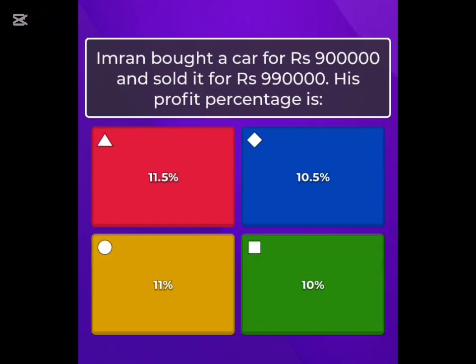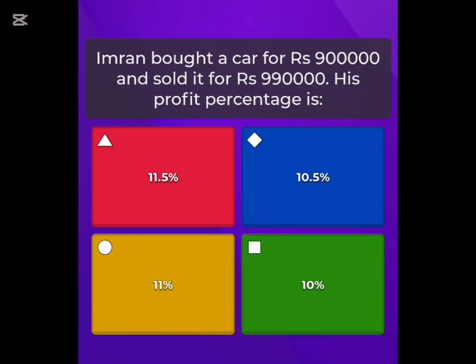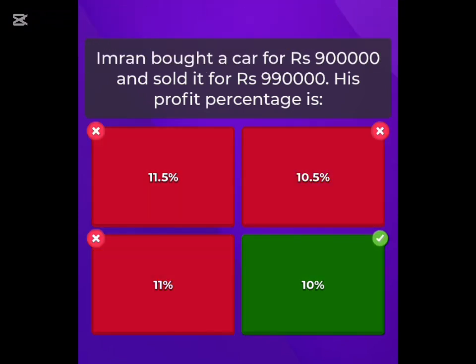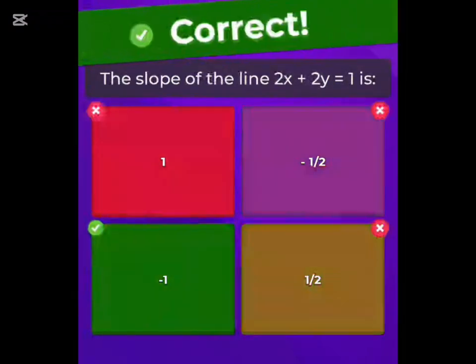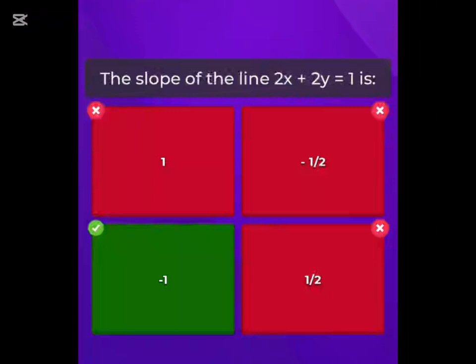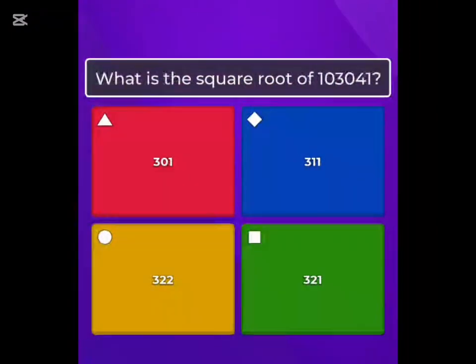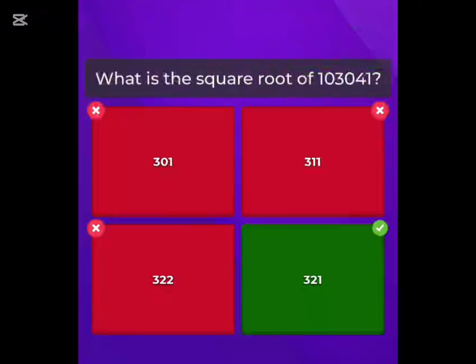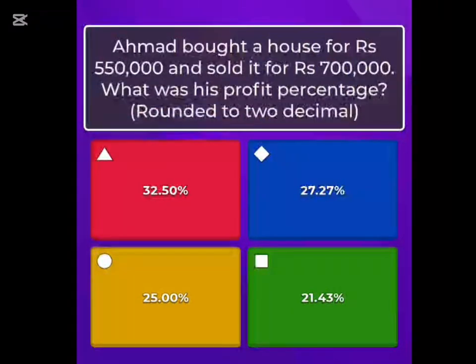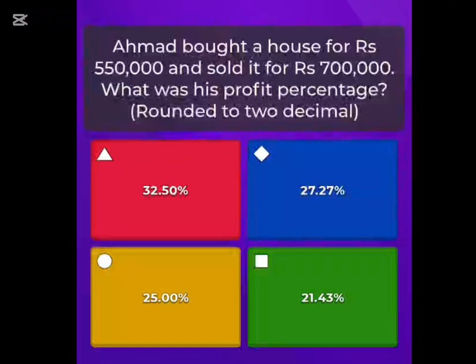Imran bought a car for 900,000 rupees and sold it for 990,000 rupees. The slope of the line 2x plus 2y equals 1 is. What is the square root of 103,000? Ahmad bought a house for 550,000 rupees and sold it for 700,000 rupees. What was his?